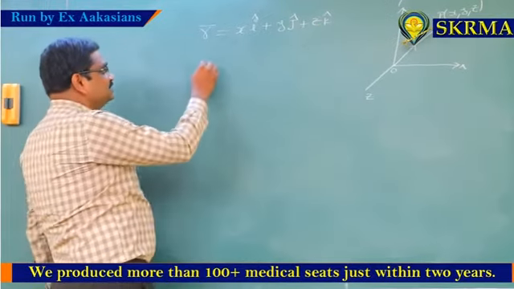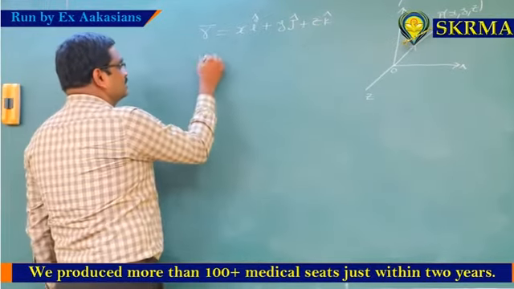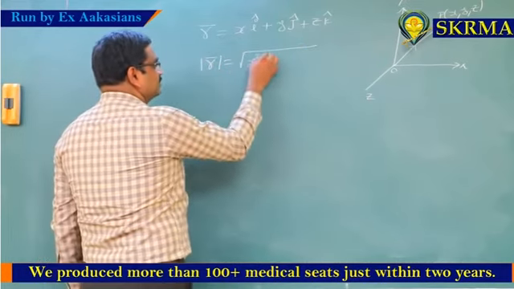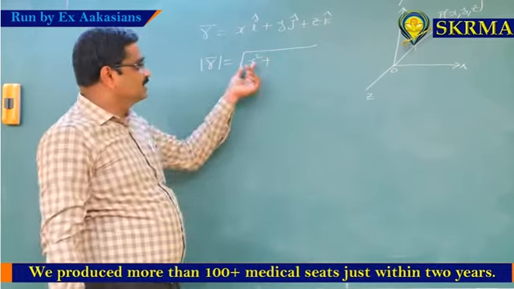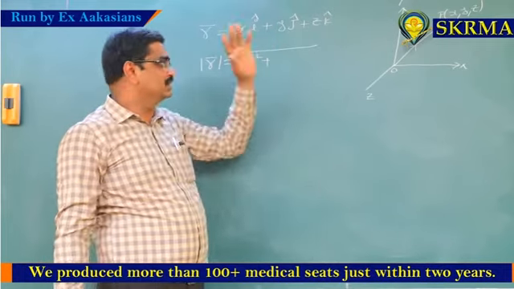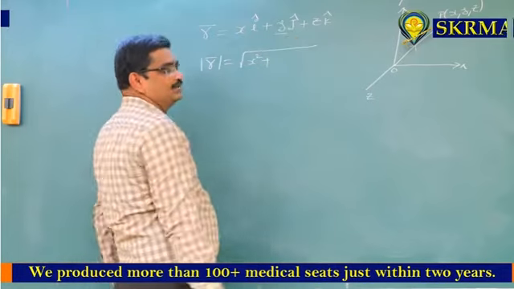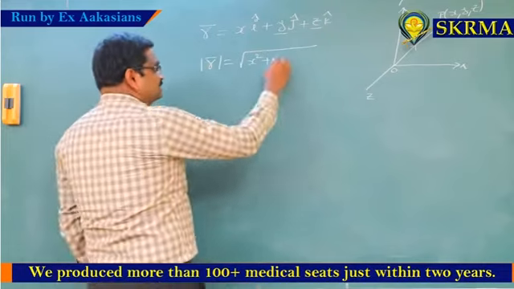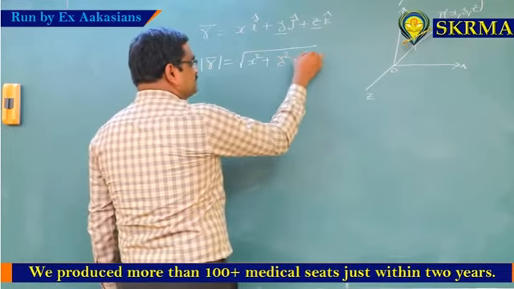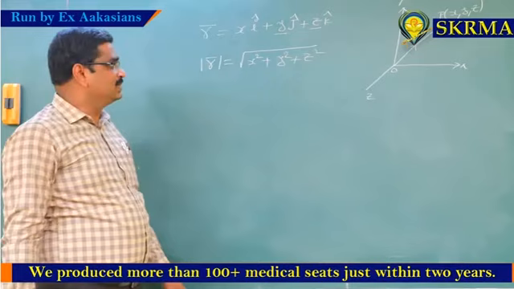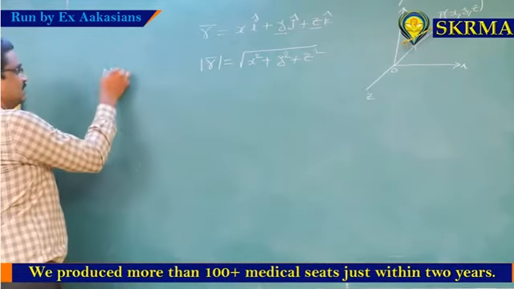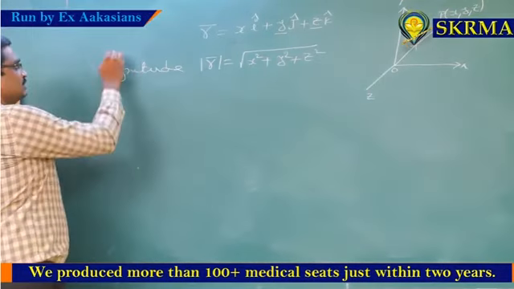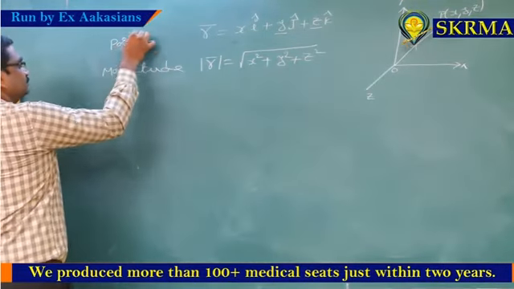Now the magnitude of this vector can be written as modulus of r bar equal to square root of x square plus y square plus z square. Here x is the x component of the position vector, y is the y component, and this is called the z component of the position vector. So this is the magnitude of this vector. This is called the position vector.